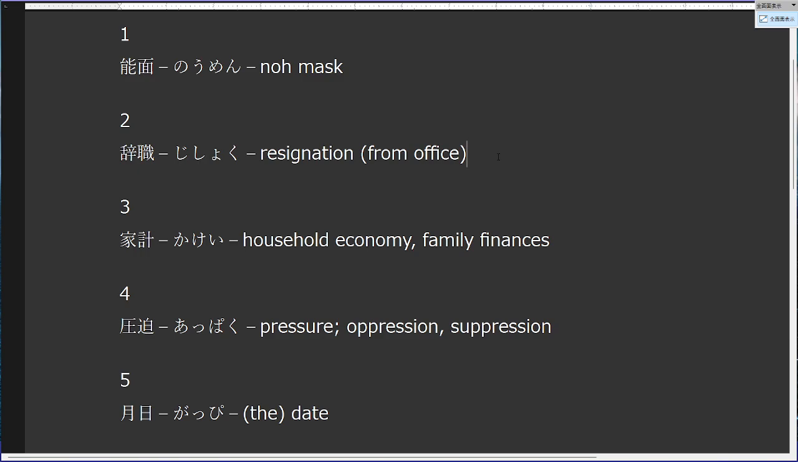Jishoku is resignation from your work or from your job. Jishoku desu. It's resignation from work, from an office. Jishoku. It's resignation from your job.